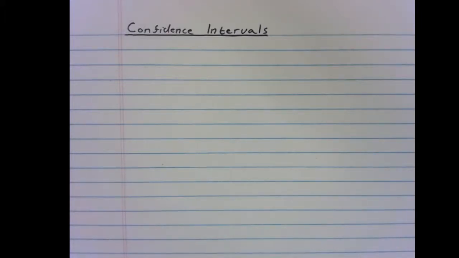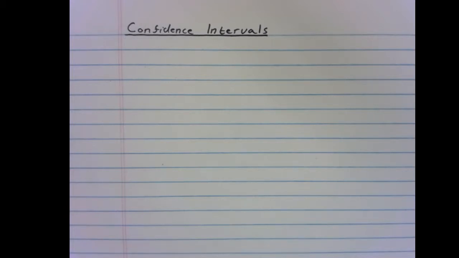All right, a confidence interval. What is it? It is the range of values that have a certain probability of containing the population mean. Now, if that sounds abstract, it's because it is.